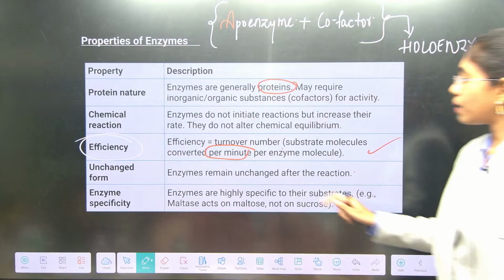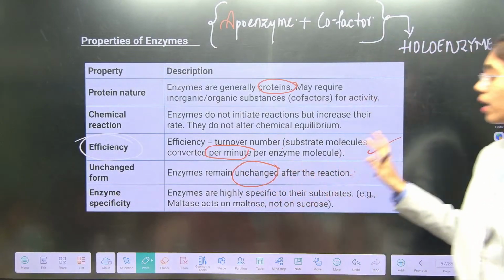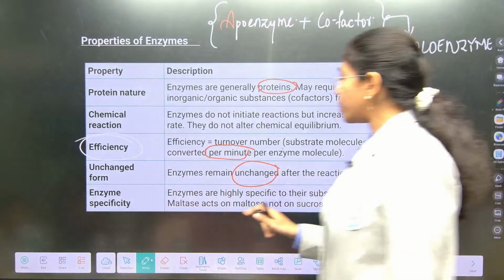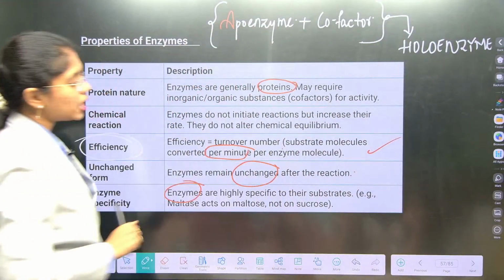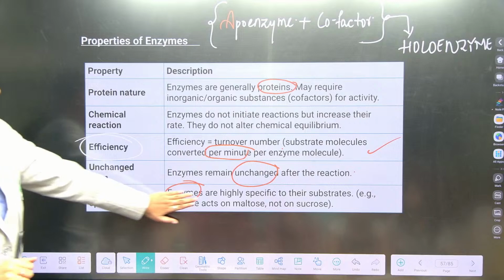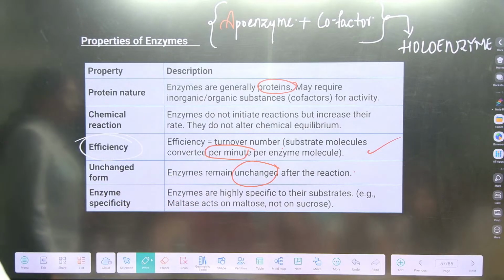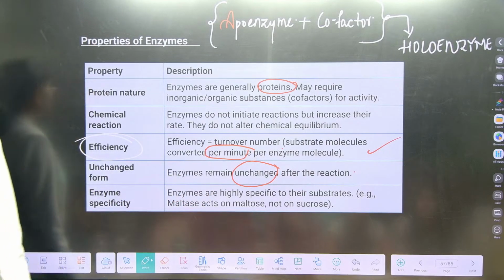Unchanged form, enzymes will remain unchanged after the reaction. Enzyme specificity, enzymes are highly specific to the substrates. For example, enzyme maltase acts on the maltose, not on the sucrose.